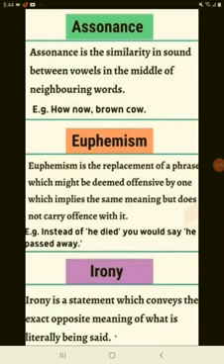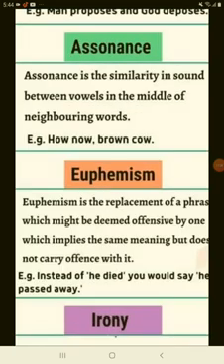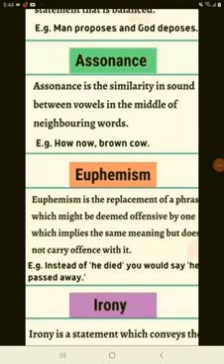Now again, assonance. Assonance is something that you find a lot in poetry. It is a similarity in sound between vowels in the middle of neighboring words. So, how now, brown cow, these are various examples. So, when you are looking at the rhyming schemes of various poems, you will find this.